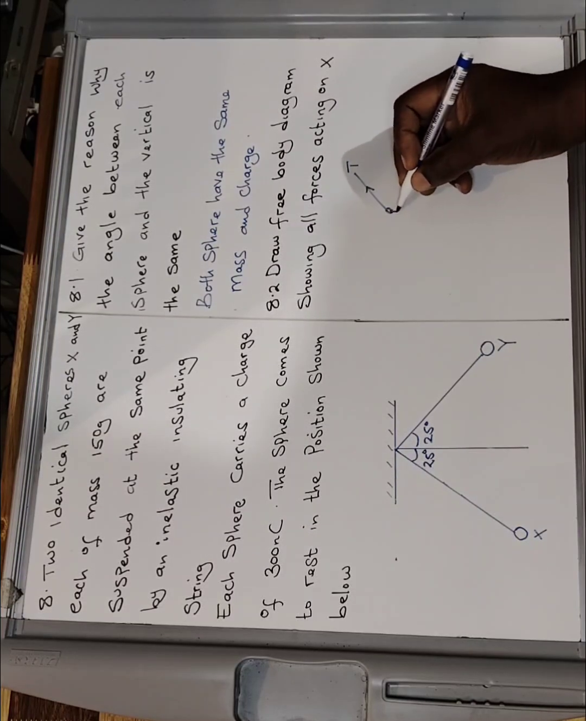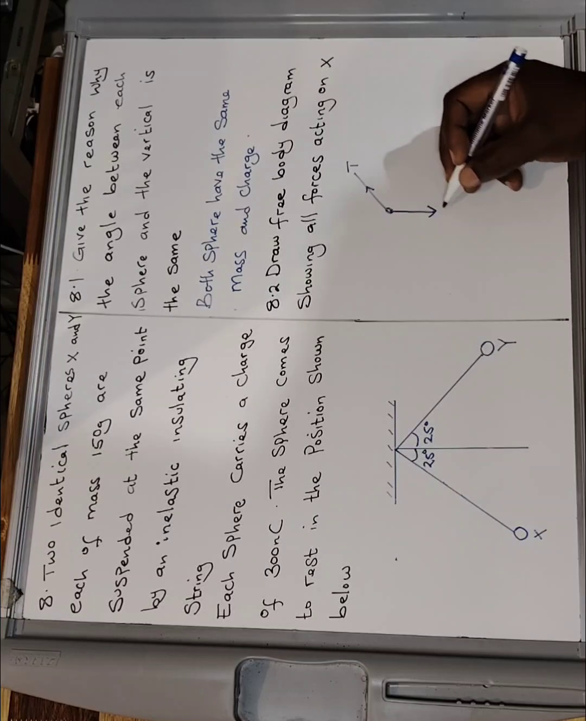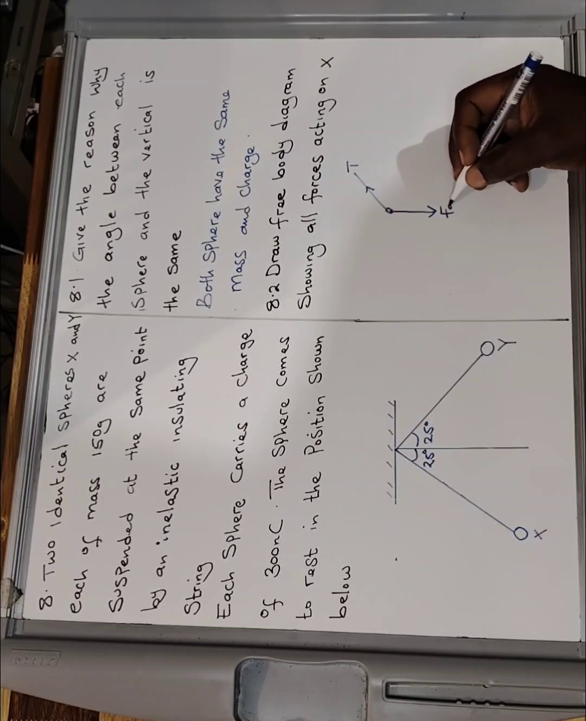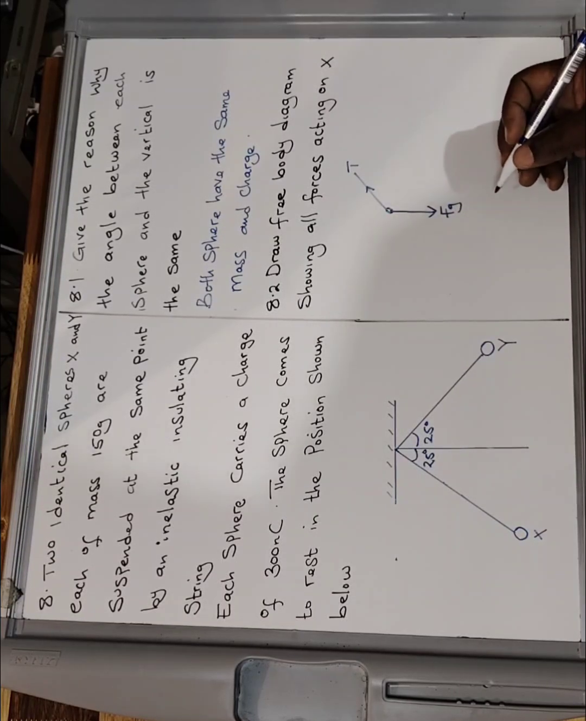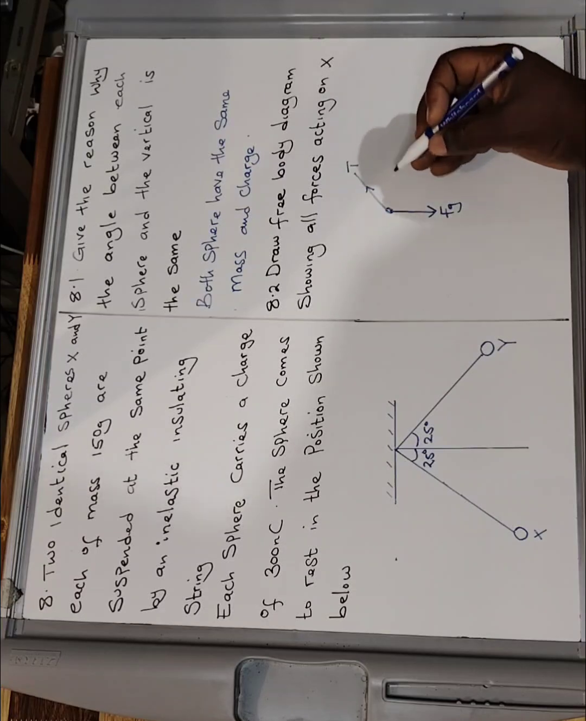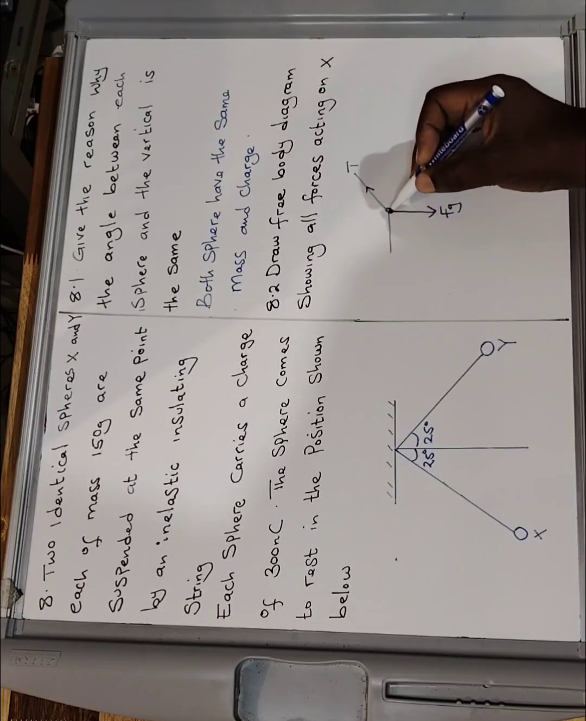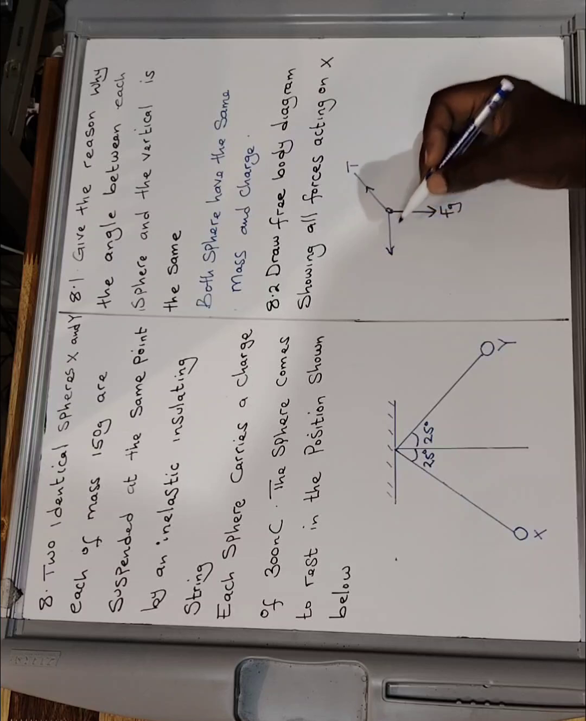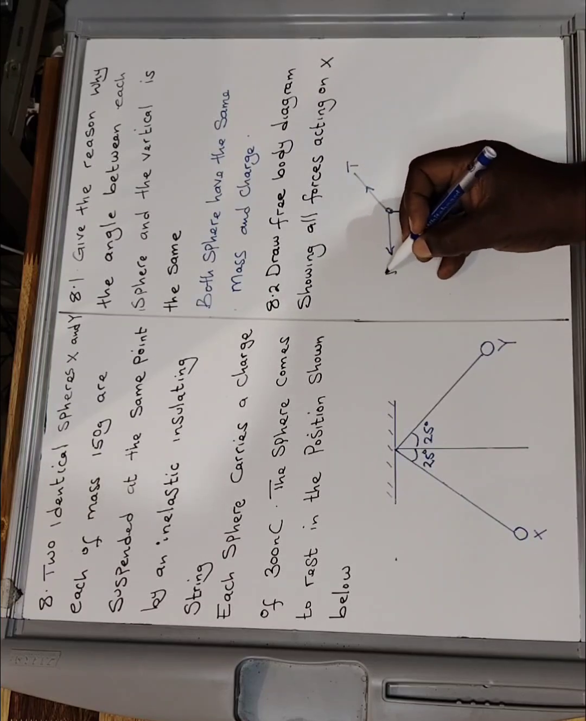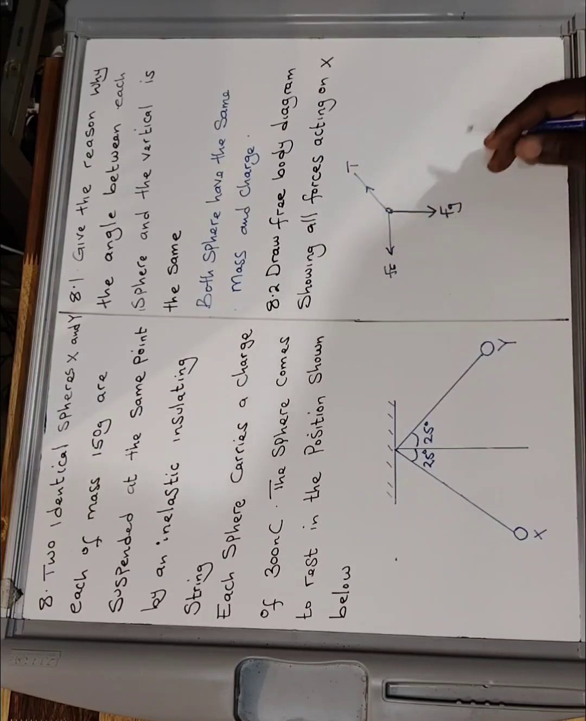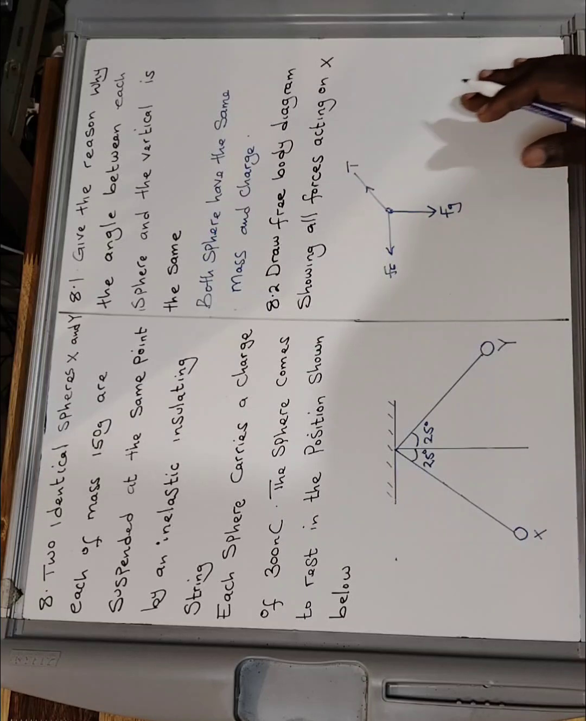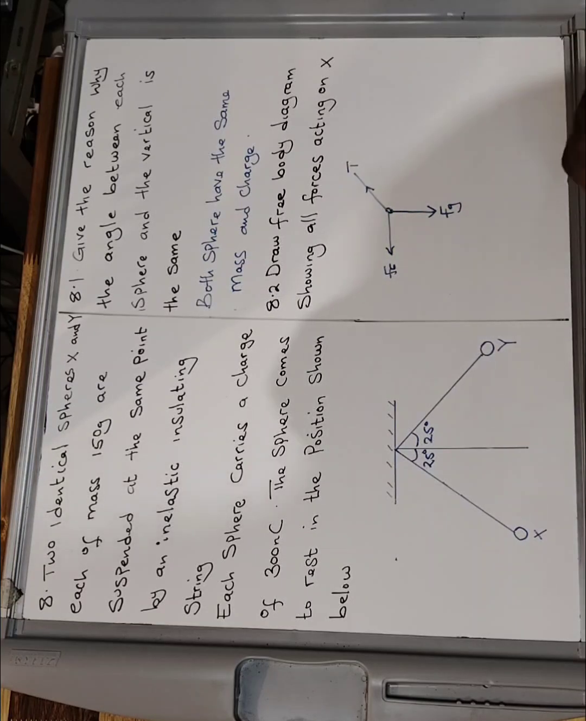X has weight, so there's a gravitational force acting on it along this direction, and it is being repelled by an electrostatic force Fe. So what we have here is the free body diagram showing all forces which are acting on X. Then we go to the next question.